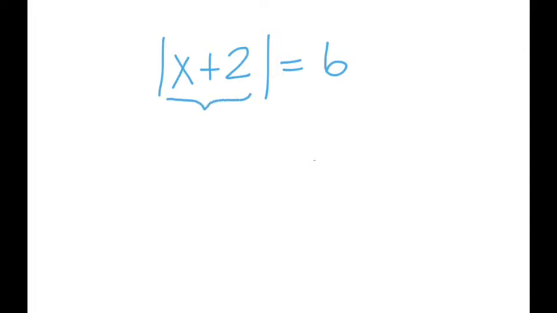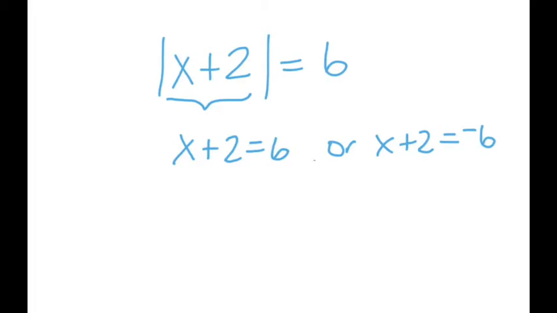And so if I say something like the absolute value of x plus 2 is equal to 6, what does that mean? It means that this number right here, when I take the absolute value of it, it's going to be 6. So that number inside is either positive 6 or it's negative 6. Both of those would work. So if the inside is negative 6, then the absolute value is positive 6. And if the inside is 6, then the absolute value is also positive 6.